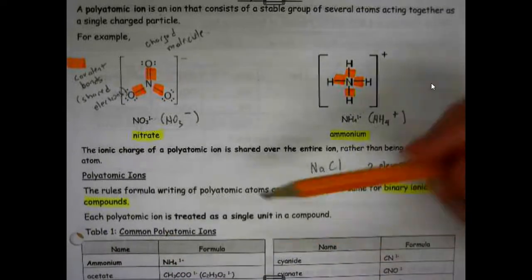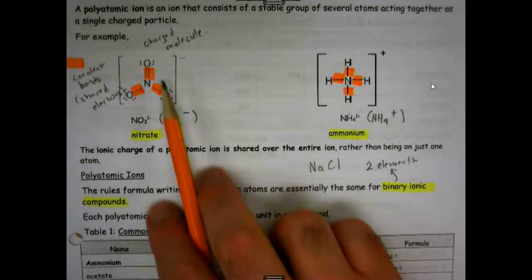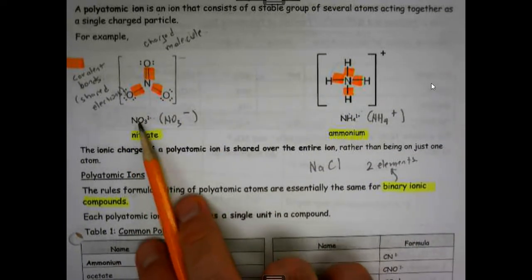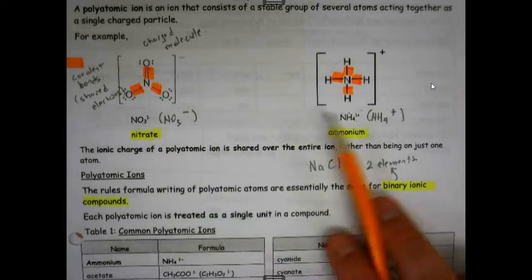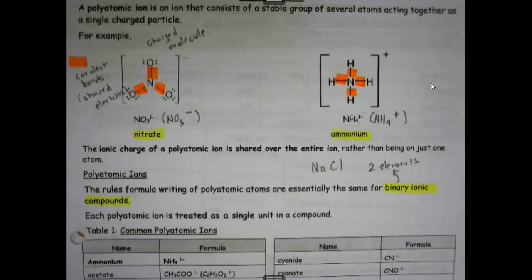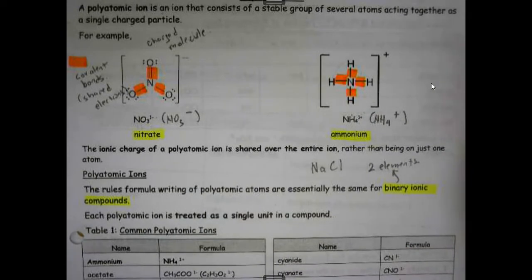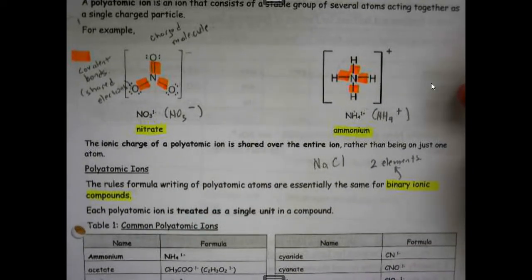Each polyatomic is treated as a single unit. So we'll get in the habit of not thinking necessarily like this, but just as these groups. This is always a group. This is always a group, and so on. And you'll get more familiar with that as we move forward and you get more experience in those things.